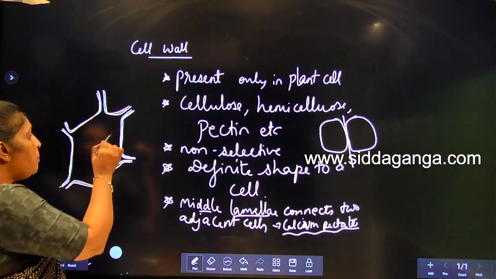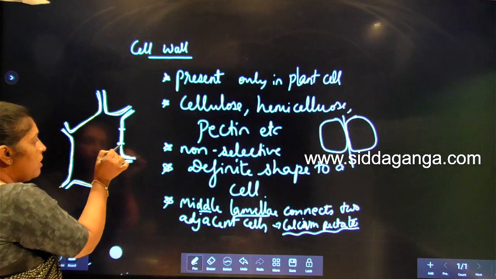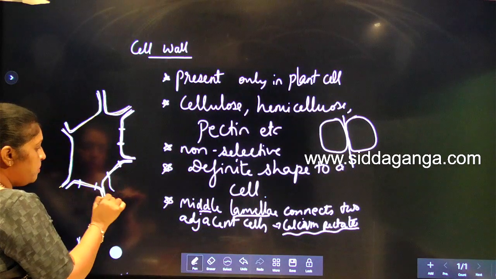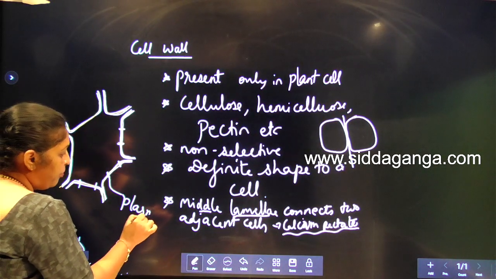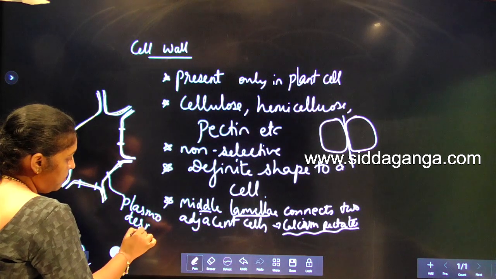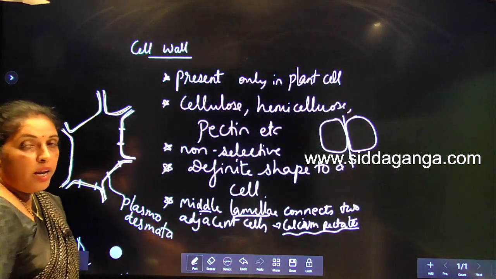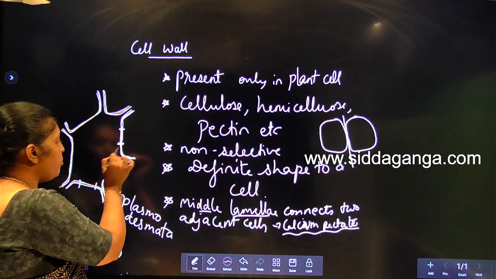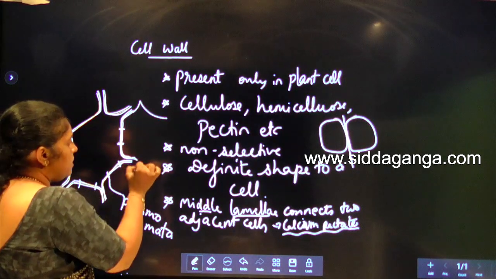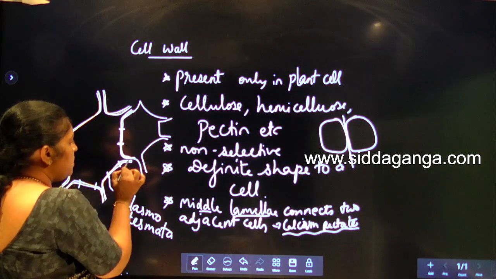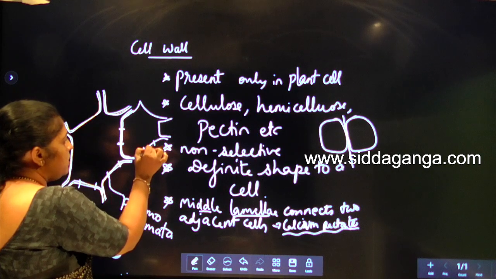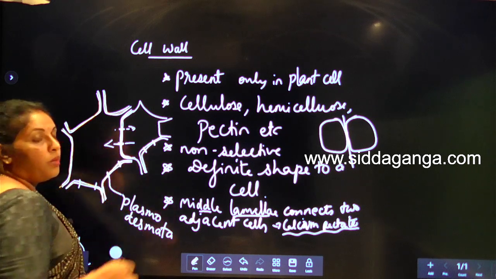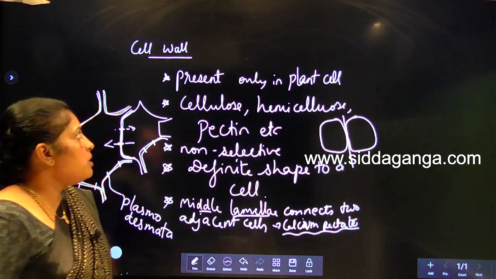And we see plasmodesmata between the cell wall and middle lamella. We see junctions called plasmodesmata which help in connection between the two cells and allow the passage of movements between one cell and another cell. It allows the movement of substances between one cell and another cell like this. So it allows the movement between two adjacent cells. So this is about the cell wall.